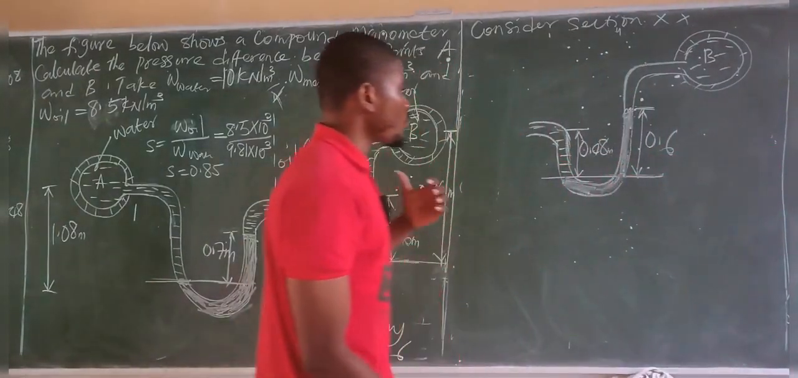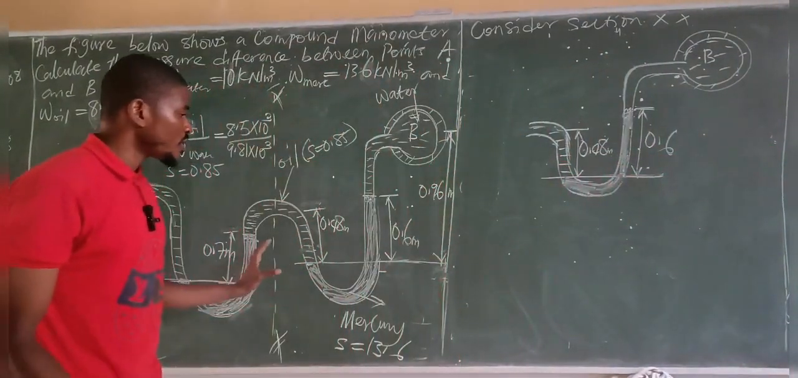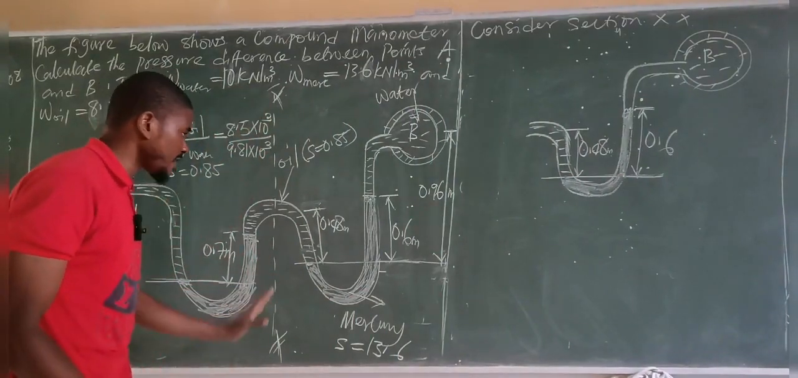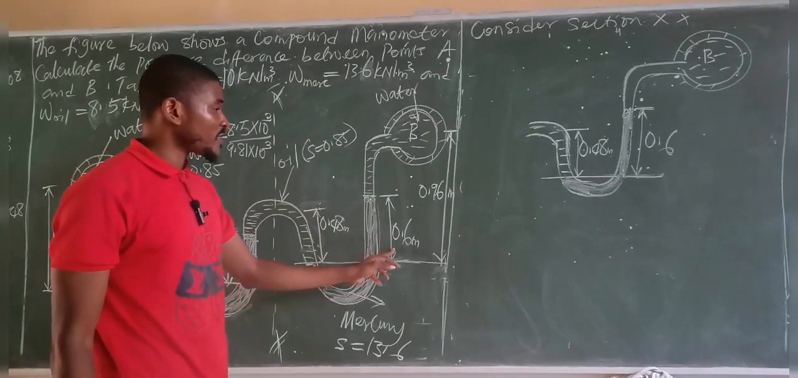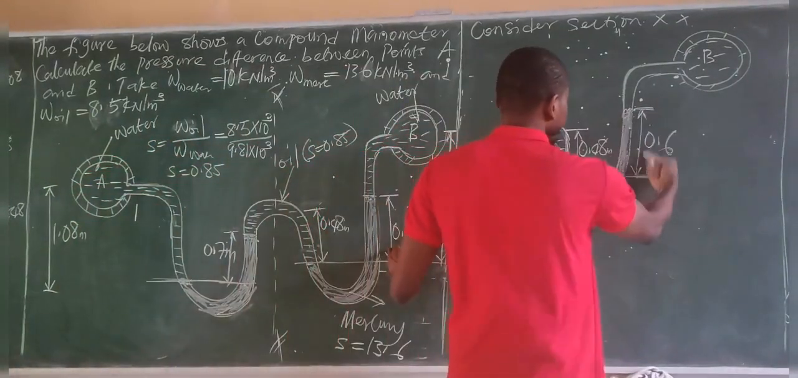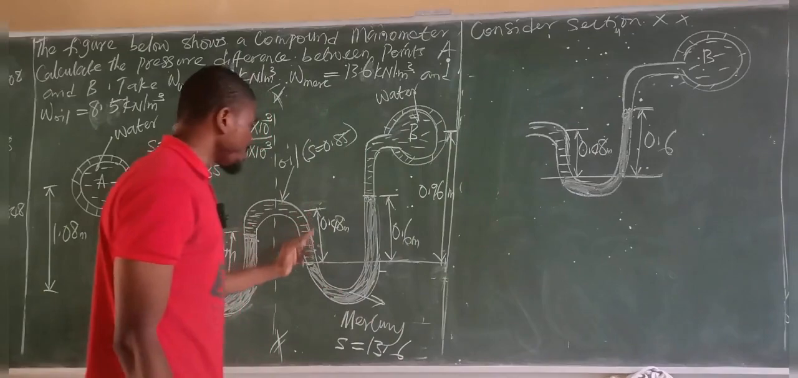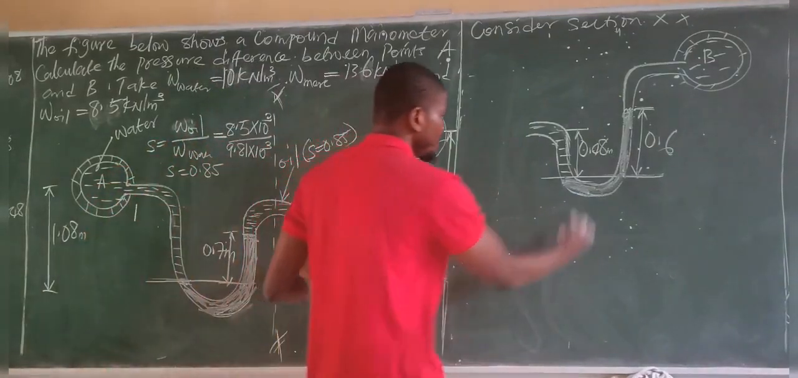Alright, so this is exactly what we have on this other portion of the section. So if we bisect here now, this is what we have remaining. The height of mercury here is 0.6. Also, the height of mercury here is 0.6. The height of the oil remains 0.48. We also have it here, 0.48.